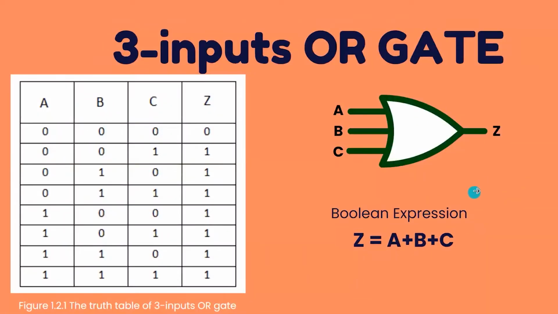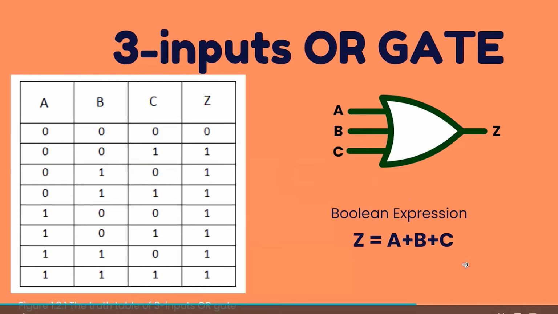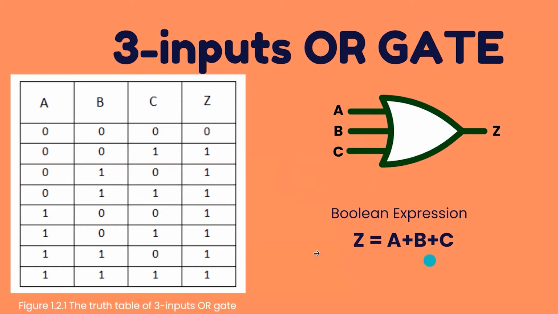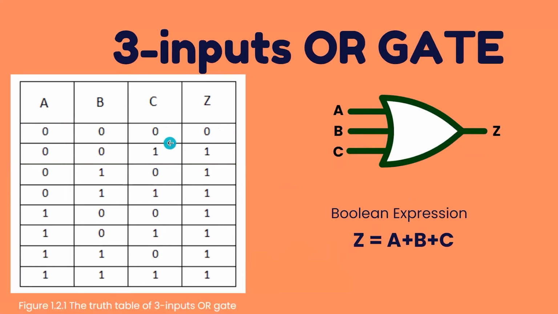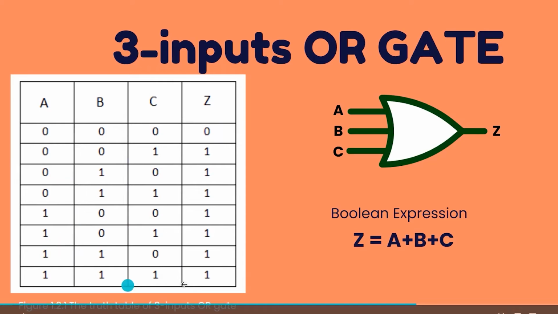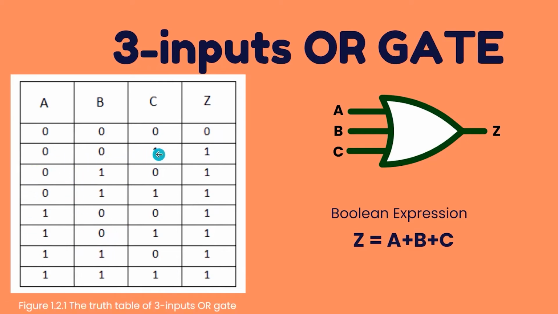Similarly, we can also have an OR gate with more than two inputs. This symbol is of the three-input OR gate, and the Boolean expression of this OR gate is A plus B plus C. That means only if all three inputs are low will the output of the OR gate be low. In any other case, the output of the OR gate will be high. You can clearly see these outputs are all equal to 1 because one of the inputs is equal to 1.